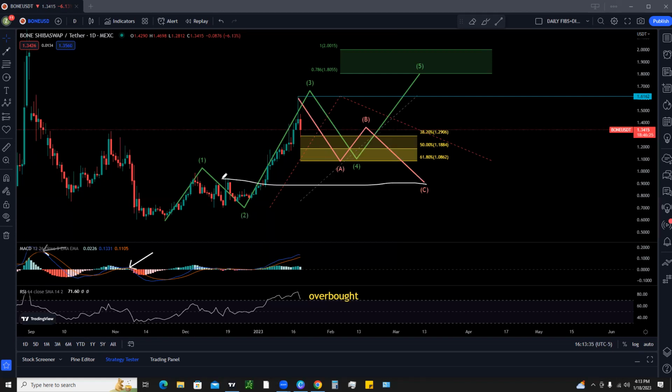And we could come back down to test some of these prior highs that we had, right? This little range right here could be where we go if we end up breaking ultimately the 61.8 retracement, which is 1.0862. But until then, everything looks good.